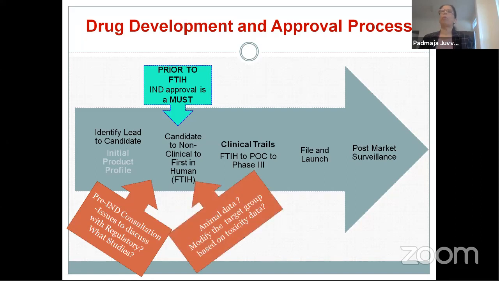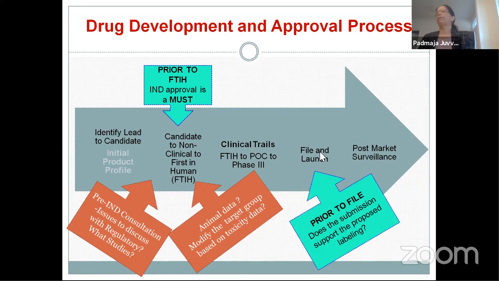The other thing is when we have this pre-IND consultation, we discuss the animal data, and we also modify the target group based on the toxicology data. But the bottom line is we are aligned with the FDA, and our thought process should be blessed or aligned with the FDA's requirements. And then we go into the clinical trials. First we go to first in human trials. I'll talk a little bit more about the clinical trials in the next few slides, but just to give an overview of the whole drug development and approval process, first we do the phase 1 trials, first in human trials, followed by the proof of concept, which is the phase 2 trials, and then the phase 3 trials.